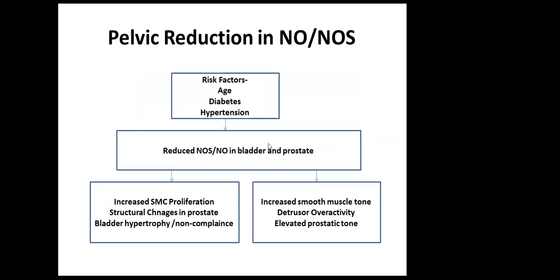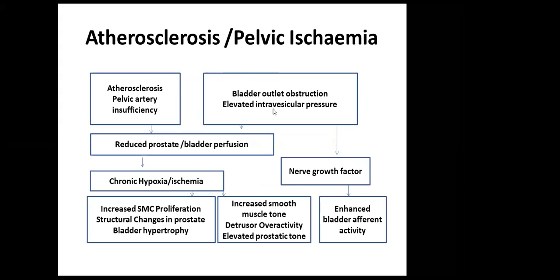Nitric oxide regulates prostatic smooth muscle tone, glandular secretory function, and local blood flow. Altered or reduced nitric oxide, as observed in increased age, diabetes, and hypertension, is associated with BPH. Next, it is atherosclerosis and pelvic ischemia.